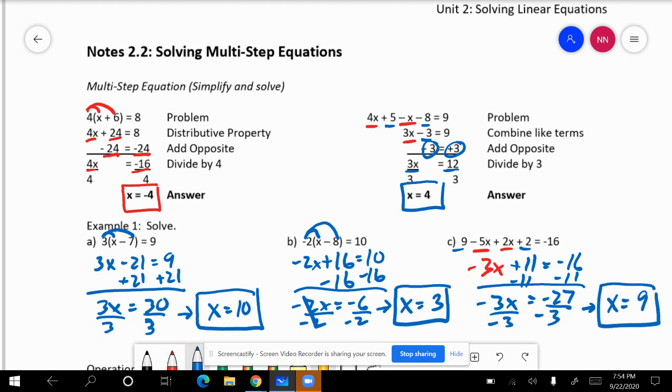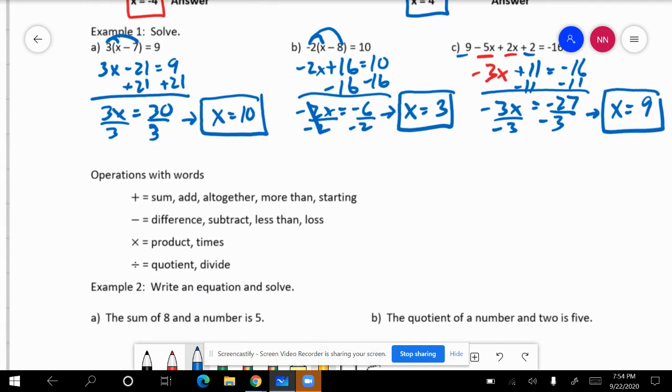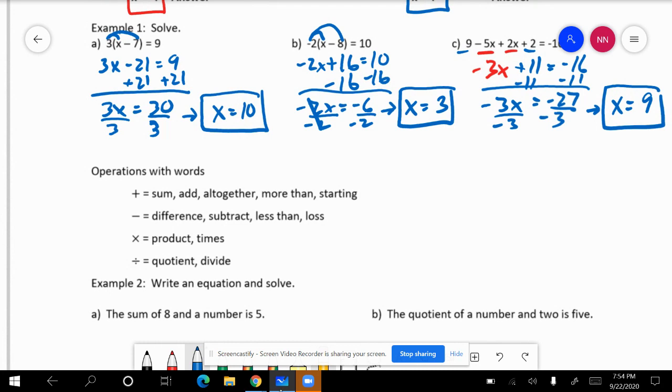So that's multi-step equations. We're going to transition to word problems. With addition, some words that we need to know are sum, add, altogether, more than, starting. Subtracting, some of the words that would tell us that we would need to subtract would be different, subtract, less than, or loss. Key words for multiplication would be product and times. And for division would be quotient and divide.